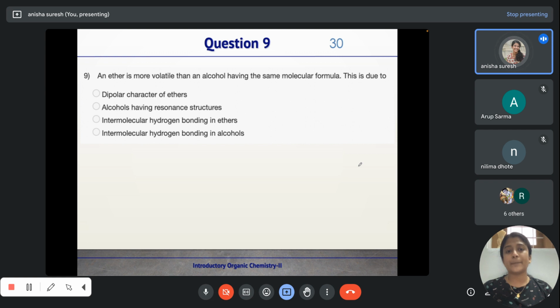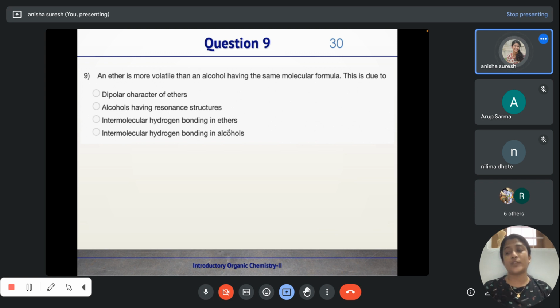Now coming to question number 9. An ether is more volatile than an alcohol having the same molecular formula. This is due to: A. Dipolar character of ethers. B. Alcohols having resonance structures. C. Intermolecular hydrogen bonding in ethers. D. Intermolecular hydrogen bonding in alcohols. So ether is more volatile than alcohol. That means the boiling point of ether is less than that of alcohol.